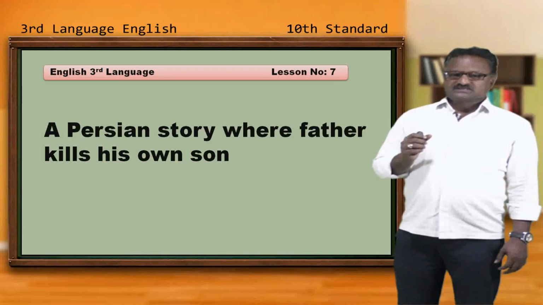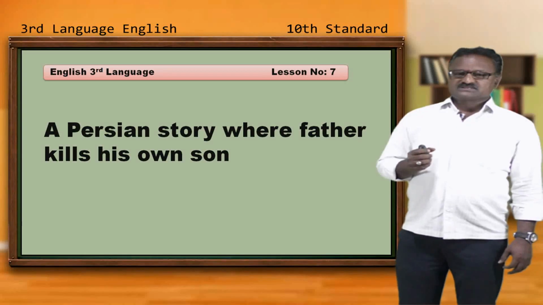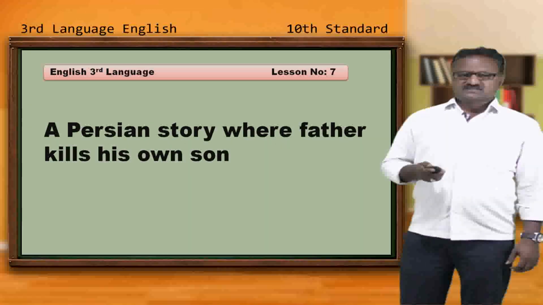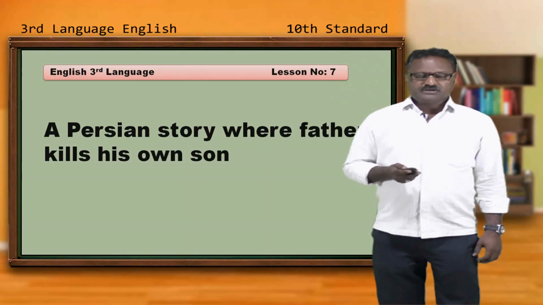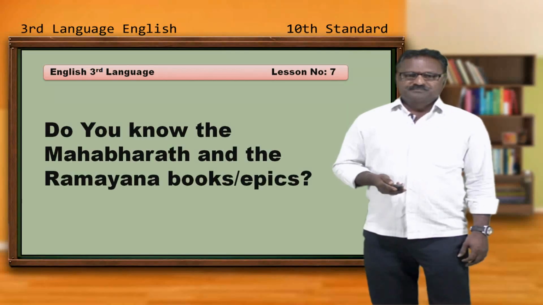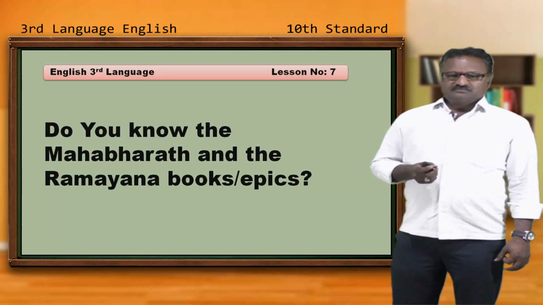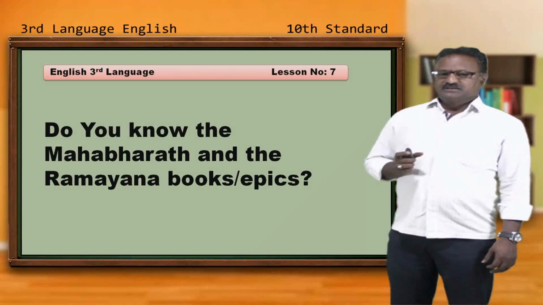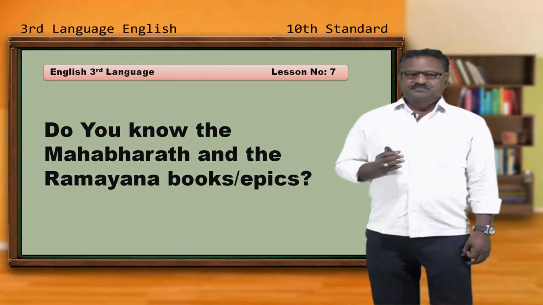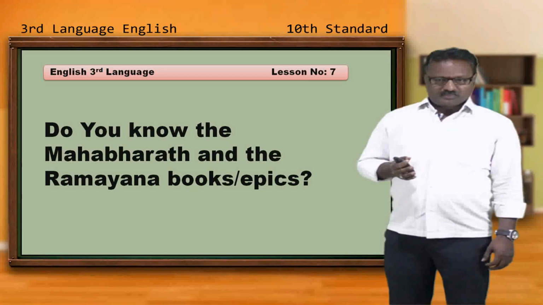Remember, this is not an Indian story. This is a Persian story from your 10th standard, lesson number 7 and unit 1. Now we shall look into the topic. Do you know, children, there are two great epics in India. One is the Mahabharata and one is the Ramayana.